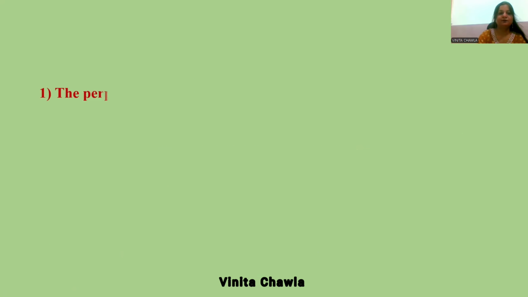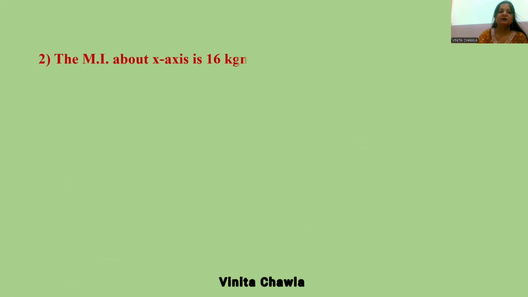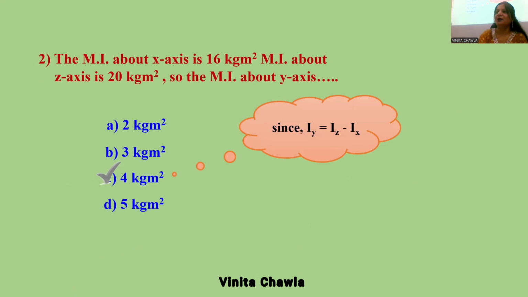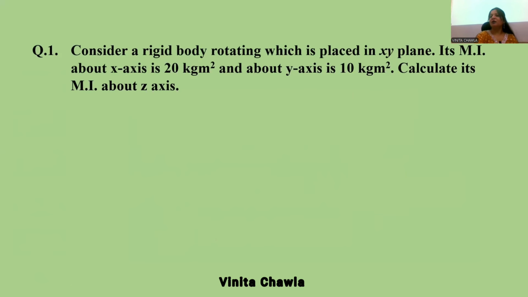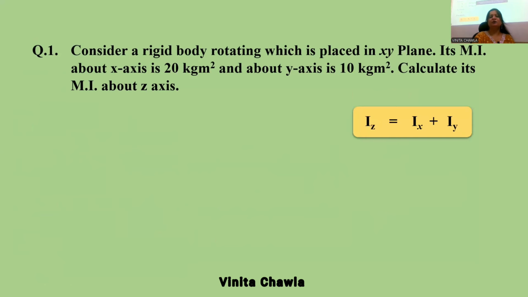Easy and simple derivation. Okay, now we have questions based on this. The perpendicular axis theorem says that... moment of inertia about x axis is 16 kilogram meter square and moment of inertia about z axis is 20 kilogram meter square. So the moment of inertia about y axis is... Good. How will you find Iy? Iz minus Ix. We have a rigid body rotating in the xy plane, and its moment of inertia about the x axis and y axis is given. We have to calculate the moment of inertia about z. It's an easy question. We'll simply add these two to get the moment of inertia about z. Put the values here and you'll get your answer.